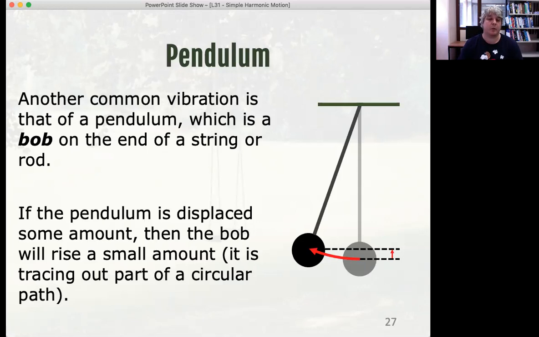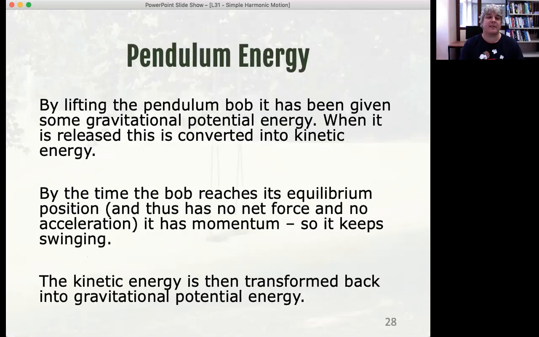Right? So it will rise a little bit as you pull it up to the left. If you pull it this way, it will rise up a bit. If you pull it this way, rise up a bit. So either way, it's going up slightly. Not a huge amount, hopefully, depending on the pendulum, but it will rise up slightly. If it's rising up a little bit, then you are giving it gravitational potential energy. When you release it, that will convert into kinetic energy.